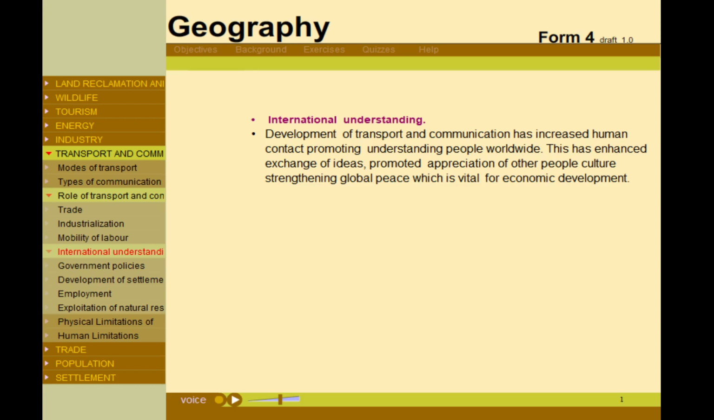Development of settlements. Many settlements have grown where transport routes converge. For example, Khartoum, the capital of Sudan, developed at the confluence of Blue Nile and White Nile. Another example is Makutano in Meru.